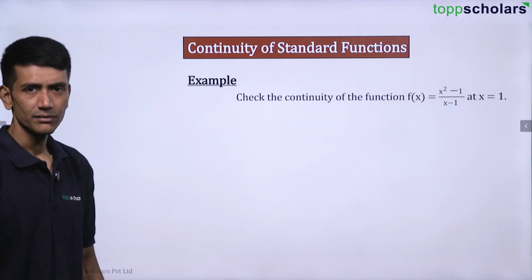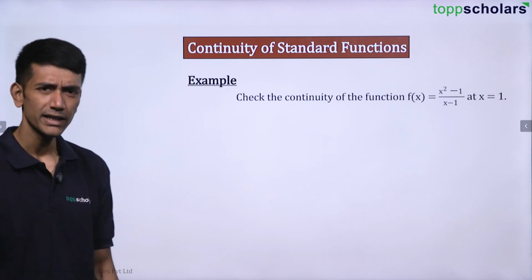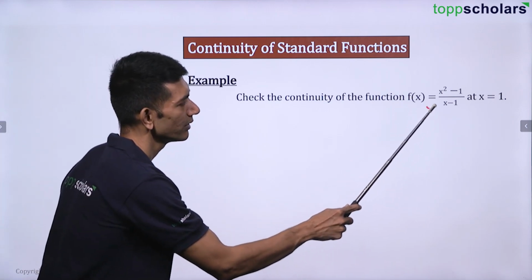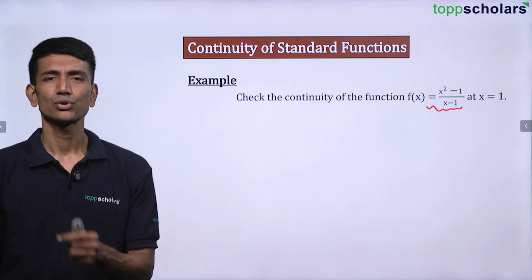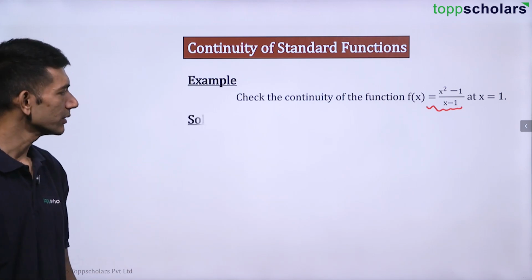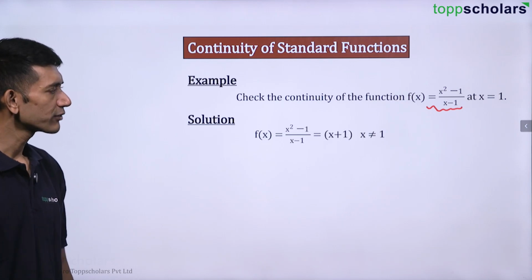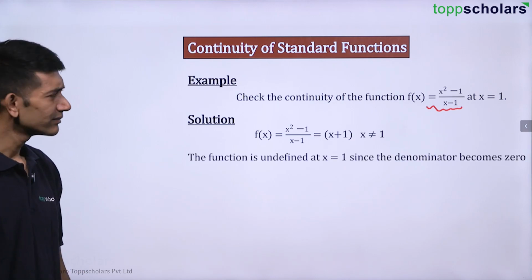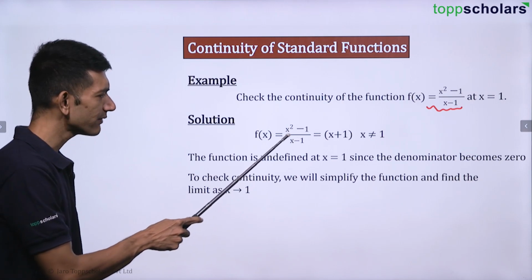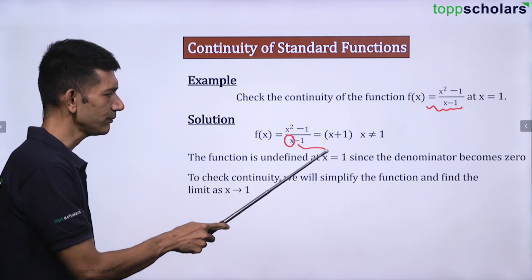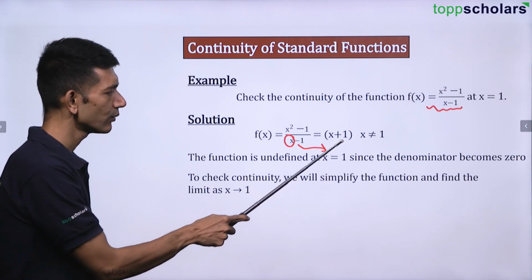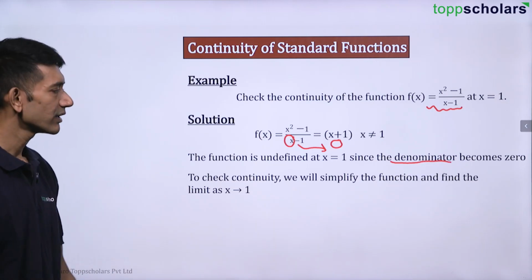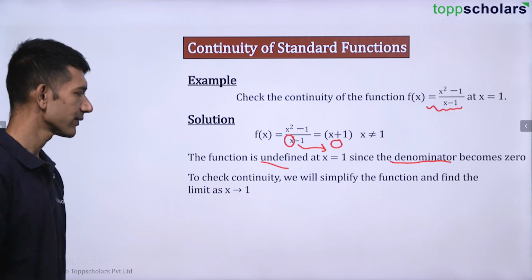Check the continuity of the function. So it's a simple question, a basic question based on continuity. We are supposed to check the continuity of the function f(x) is equal to (x square minus 1) by (x minus 1) at x is equal to 1. Let us move on to the solution. So f(x) is equal to (x square minus 1) by (x minus 1). Is the function continuous? You already know the answer to this. What will happen if x is 1? If I put the value of x as 1, this will become 1 minus 1, that is 0. And once I get the denominator as 0, we can say that this function is discontinuous or undefined.